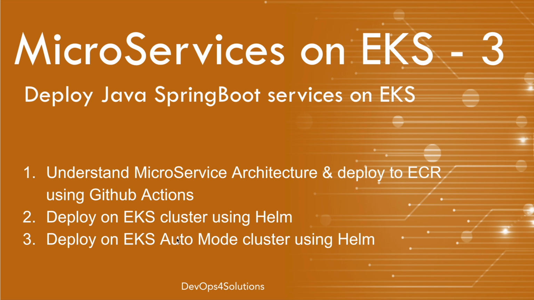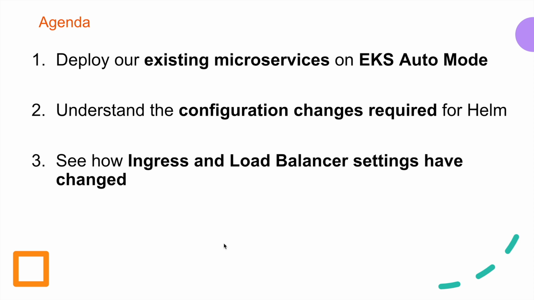We are going to try EKS Auto Mode, the new feature introduced by AWS, and deploy our microservices on that cluster. So the agenda for today's video is, we'll deploy the existing microservices on an EKS Auto Mode cluster. We will understand the configuration changes required for Helm. We will use the same template that we created in the previous video and see what changes are required. And we'll see how Ingress and load balancer settings have changed in EKS Auto Mode.